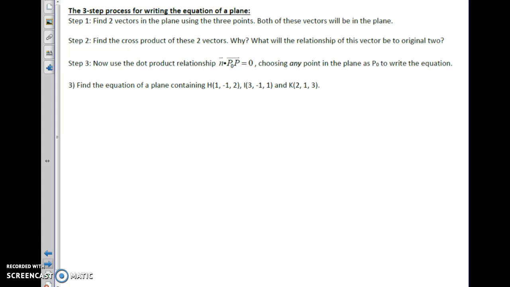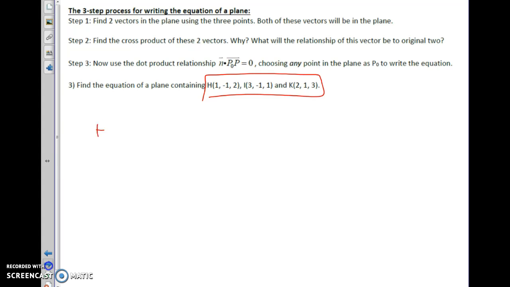So let's go ahead and try this. I've written out for you a 3-step process. Keep in mind for your review, if you need some extra assistance when you're working on your homework, that these are 3 points. Those are not vectors. So the first thing we're going to have to do is find 2 vectors.